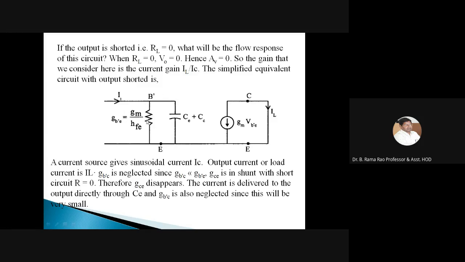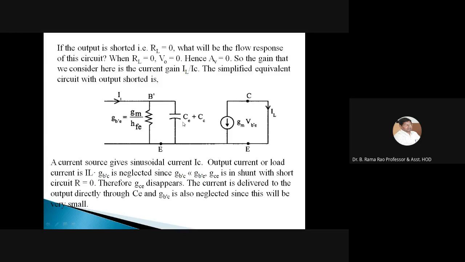Actually, this is GB'E, or simply the reciprocal of RB'E. RB'E is nothing but HFE by GM, because GB'E is nothing but GM by HFE. So one by this is RB'E, and RB'E is HFE by GM. Remember this. Here we consider GB'E, and GB'E is GM by HFE.